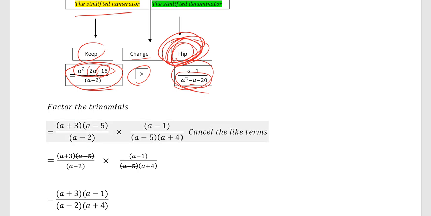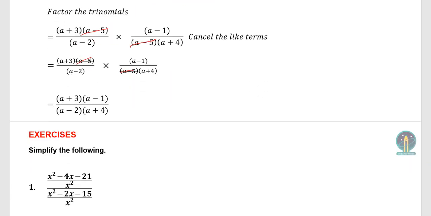And look at what we have. We have like terms that we can cancel. So a minus 5 cancels with a minus 5, just like we have here. And then we'll have a plus 3 times a minus 1 divided by a minus 2 times a plus 4. And this is actually our final result. This is as simplified as it can be. There's no further simplification.